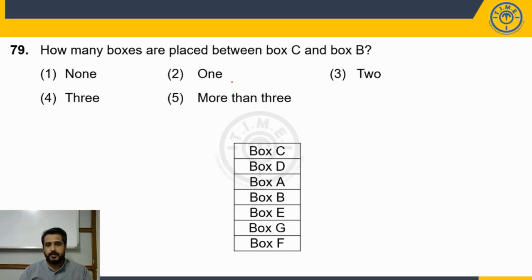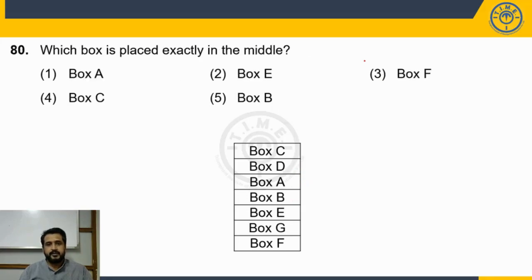How many boxes are placed between box C and box B? Between C and B, how many boxes are there? 2 boxes. So 2. Choice 3. Which box is exactly in the middle? Box B is exactly in the middle. So choice 5.